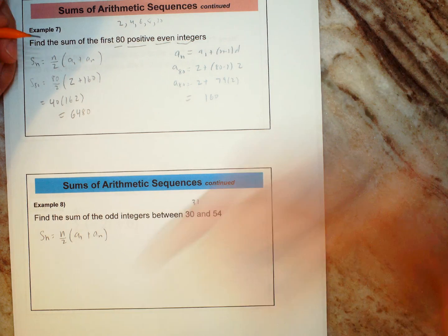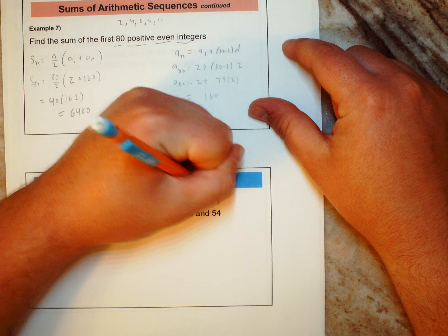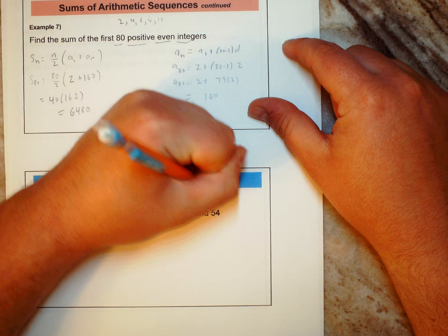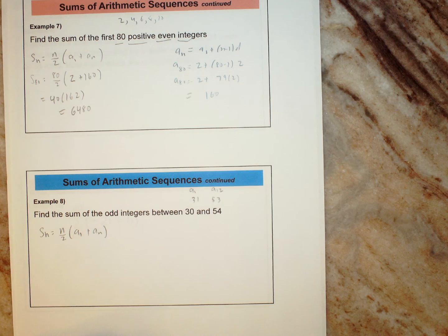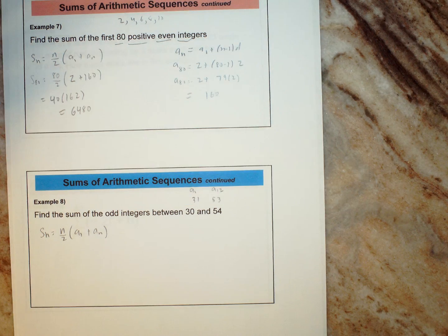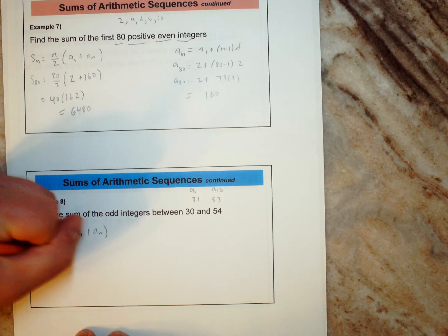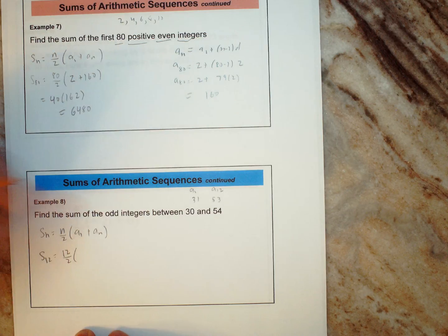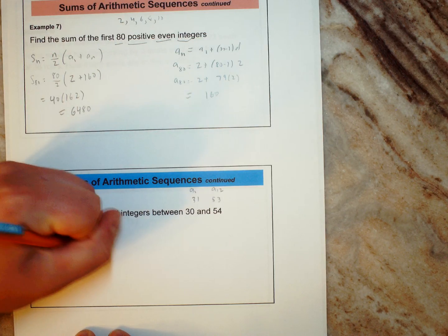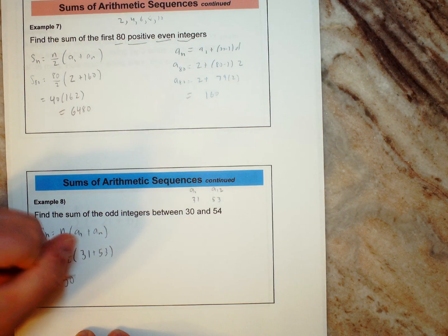And what's the last one? 53. So there's your an. There's your a1. There's your n, 12. Again, there's 12 numbers because there's 24 in between these. Half of them are odd. So S sub 12 equals 12 over 2 times 31 plus 53. And that should be 504.